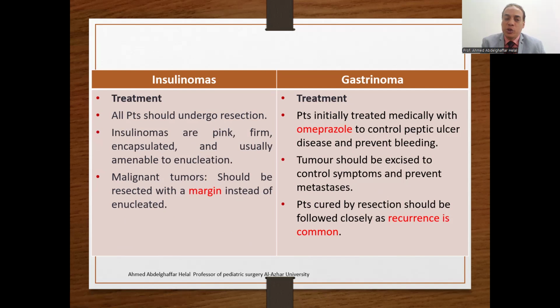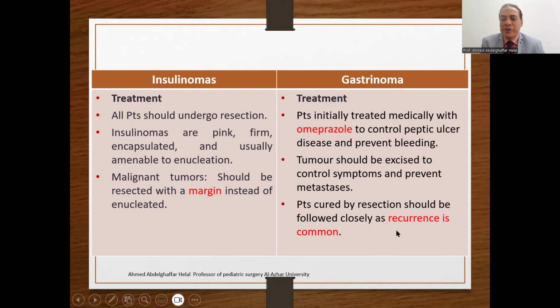For treatment of insulinoma, all tumors should be excised. Insulinoma is usually pink and small. Malignant tumors should be excised with a free margin. Here, the gastrinoma patient is initially treated medically with omeprazole. The tumor should be excised to control symptoms and prevent metastasis.